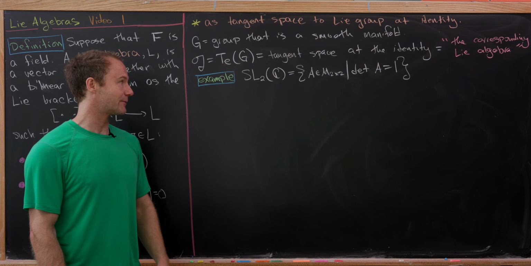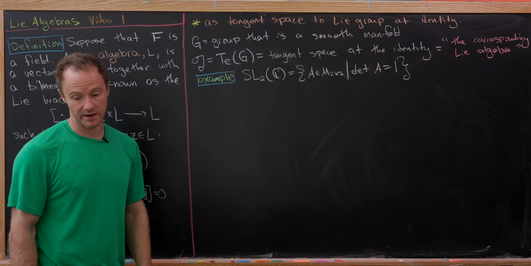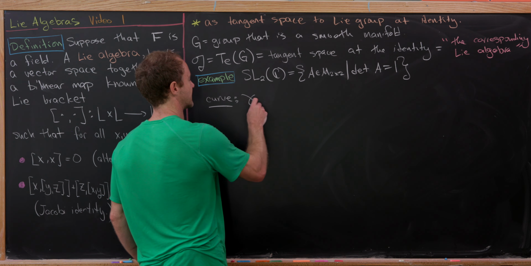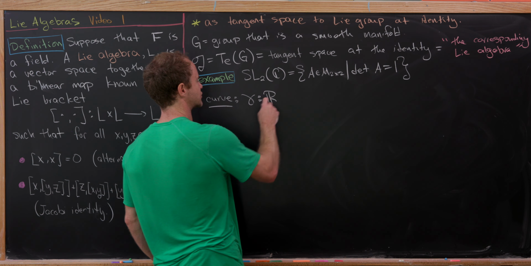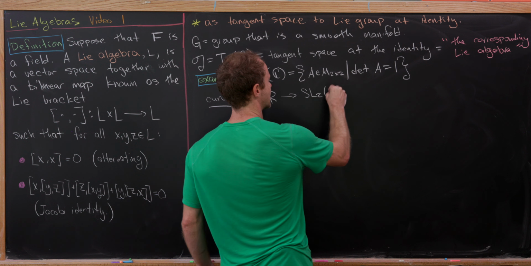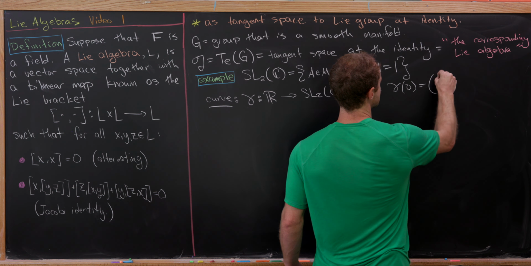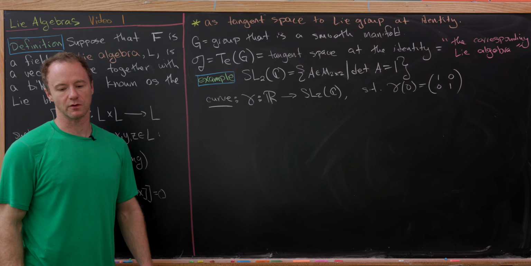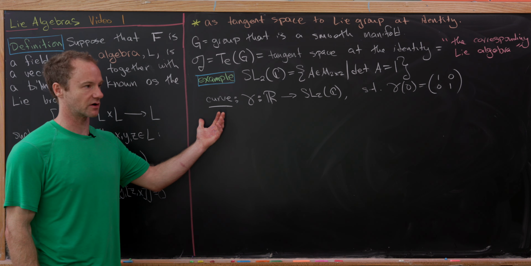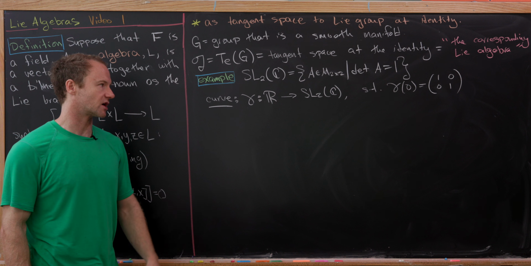Okay, so let's take capital SL2C. Those are going to be all 2 by 2 matrices with determinant 1. And then let's take a curve, and I'll call this curve gamma. It is parametrized by gamma, so it goes from R into SL2C, and it is such that gamma of 0 is equal to the identity, in other words, 1, 0, 0, 1. And now we want to show that the tangent to this curve at 0, in other words, at the identity, is in the Lie algebra that we talked about before.